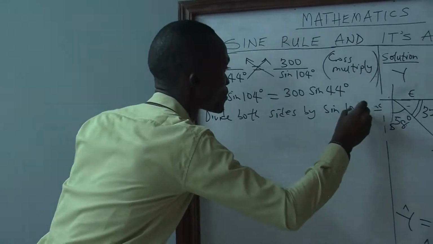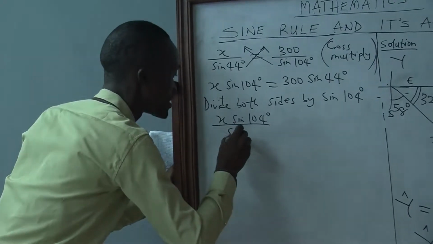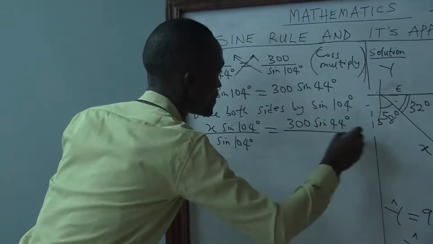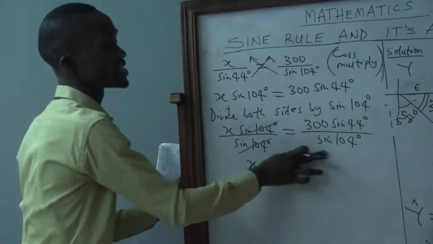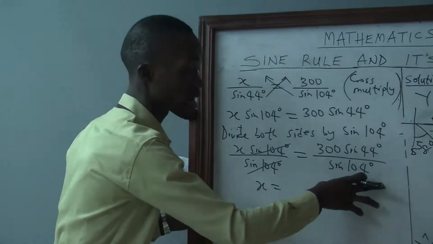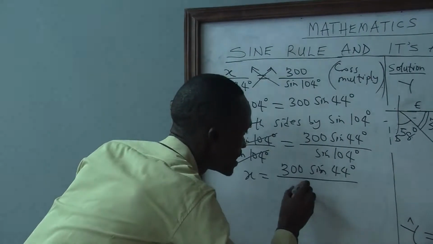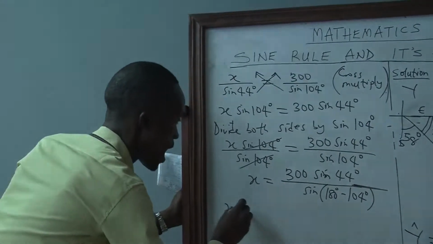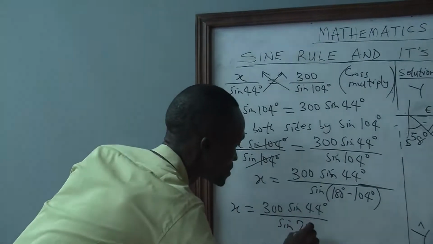By sine 104 degree. We have x sine 104 degree divided by sine 104 degree equals 300 sine 44 divided by sine 104 degree. Then we have x to be, this 104 is more than 90, but it is less than 180 degree. So that is from the second quadrant. And what we do there, we have this as 300 sine 44 degree divided by sine 180 degree minus 104 degree. And x will be 300 sine 44 divided by sine 76 degree.